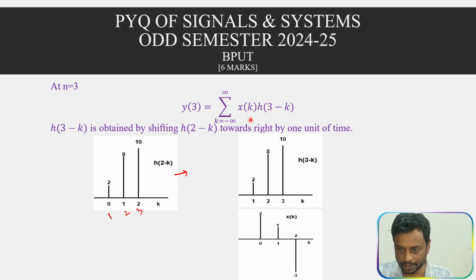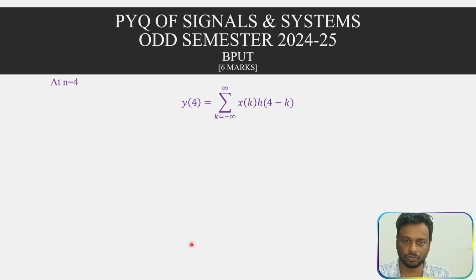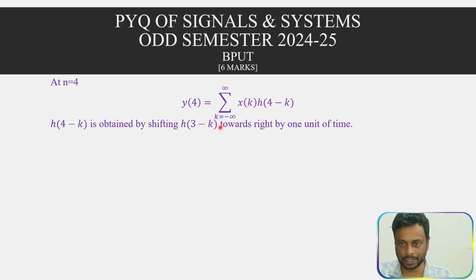You can see here the common values of n are only 1 and 2. So 2 into 1, that will be 2, plus 8 into minus 3. So 2 into 1 plus 8 into minus 3 will be minus 22. The last one is at n equal to 4. So y of 4 equals this. So we need to find h of 4 minus k. It will be obtained by shifting h of 3 minus k towards the right by 1 unit in time.